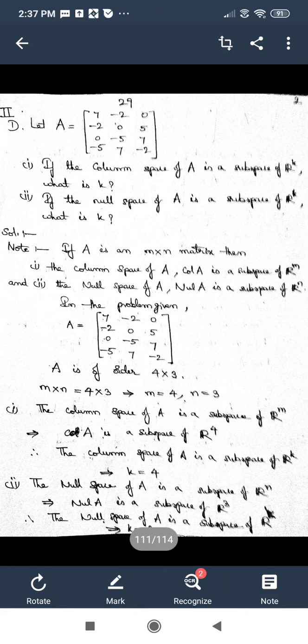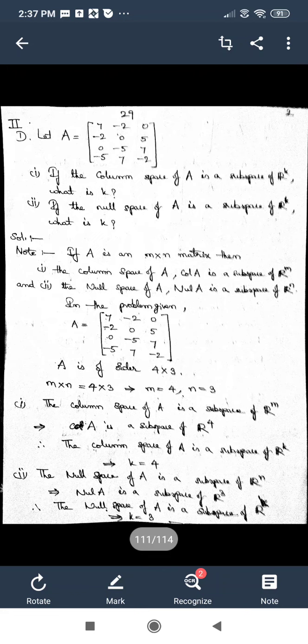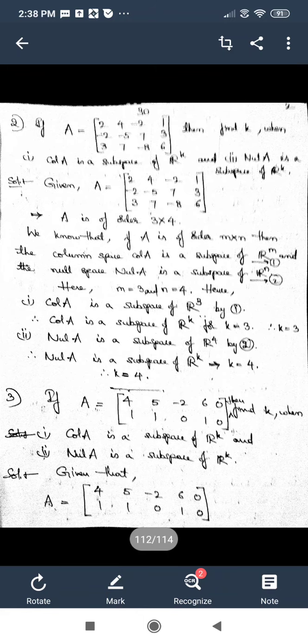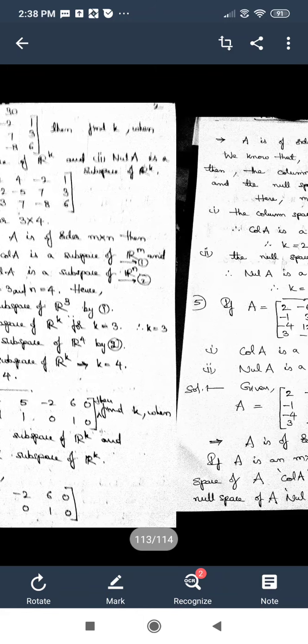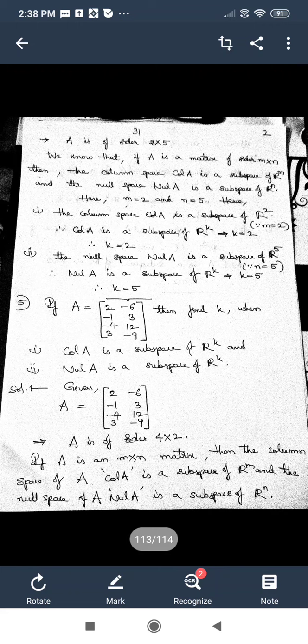So in this we can understand that column A is a subspace of Rm and null A is a subspace of Rn, where m by n is the order of the given matrix, which means the number of rows in the matrix A is m and the number of columns in the matrix A is n.